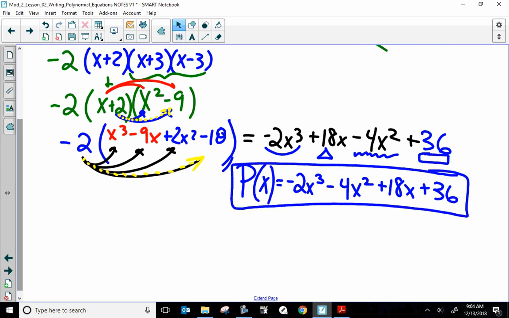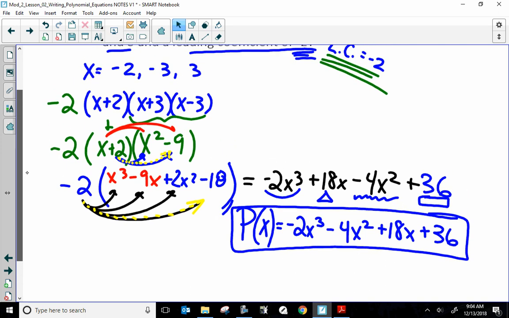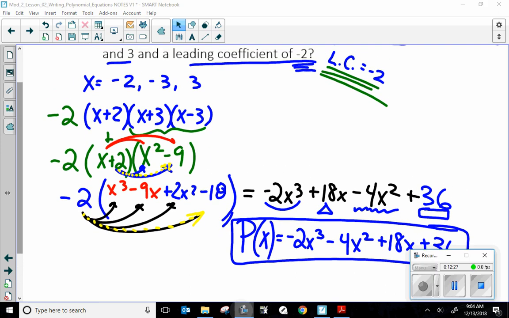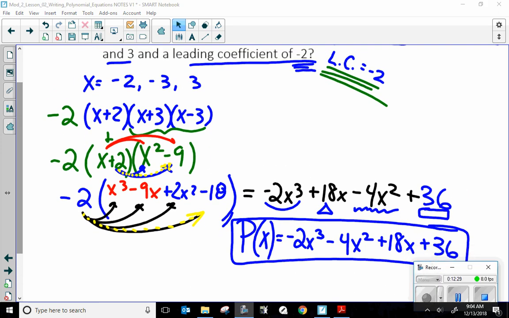There you go. Try not to go too fast, because when we go fast, that's when we make our mistakes. And I tell you what, I would rather you take the extra minute and get it right than go fast and get it wrong.